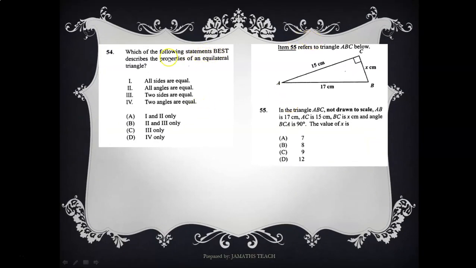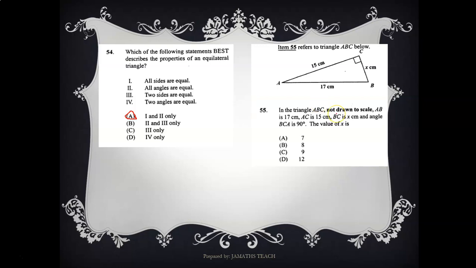Which of the following statements best describes the properties of an equilateral triangle? Alright, so we know that that's talking about equal. It cannot be the option where only two angles are equal, so that is out. It cannot be that two sides are equal only, so C is out. All angles are equal? Yes. All sides are equal? Yes. So it is A, 1 and 2 only.